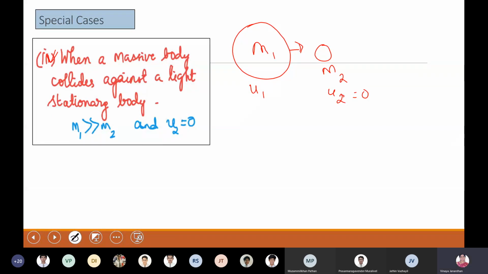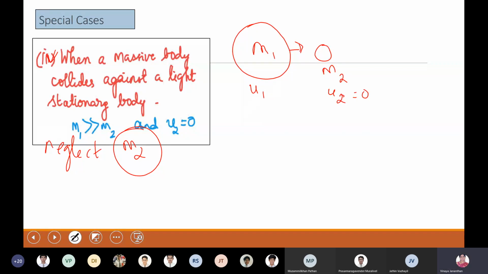So M1, M2. M2 was initially at rest. So in that case, M1 is very much greater than M2. So in equations for V1 and V2, you neglect M2 and just use only M1.